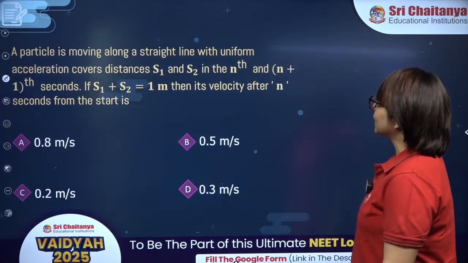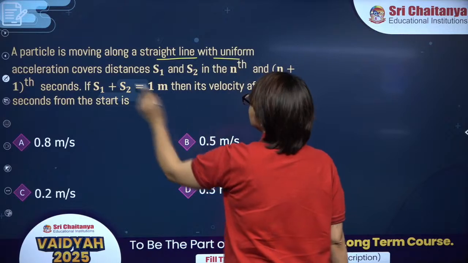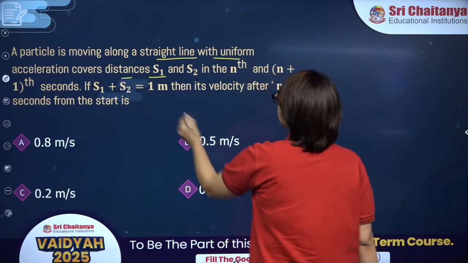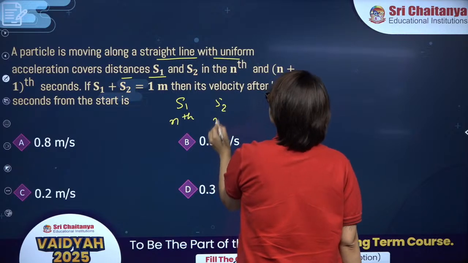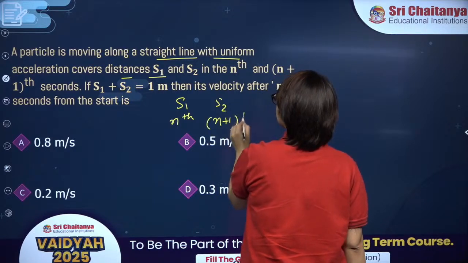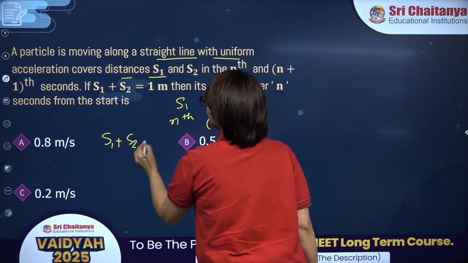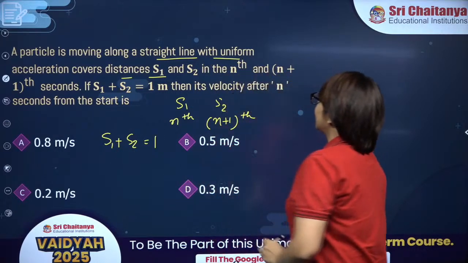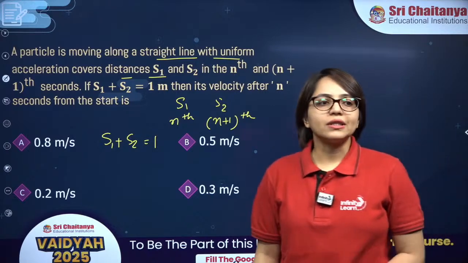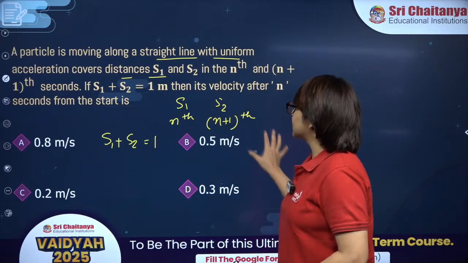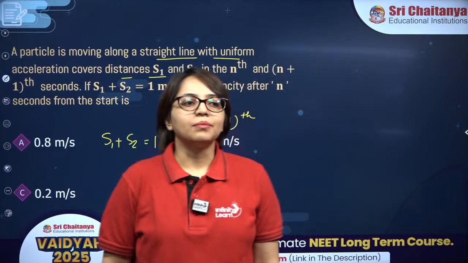Alright, so let's start with question number 1. A particle is moving along a straight line with uniform acceleration, covers s1 distance in nth second and s2 distance in n plus 1th second. And it is given that s1 plus s2 is equal to 1 meter. Then its velocity after n seconds from the start is? What is the velocity of this particular body after n seconds from the start? Please try this one.